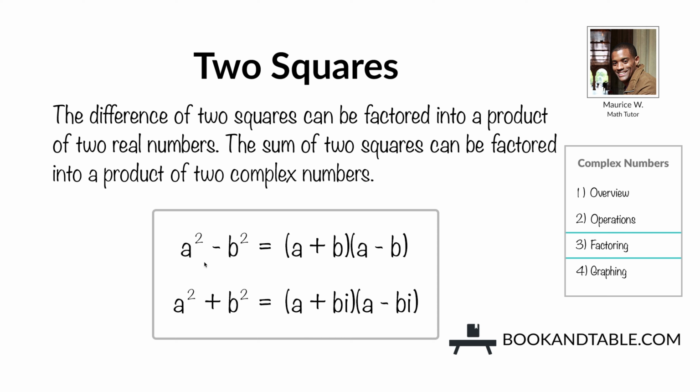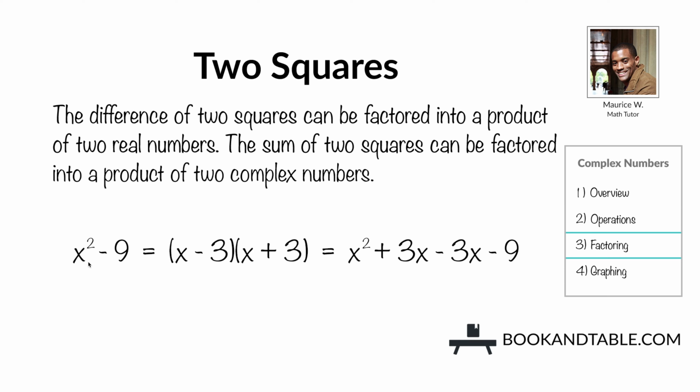Now, the difference of two squares can be factored into a product of two real numbers. So a squared minus b squared is equal to a plus b, one factor, times a minus b, the second factor. But the sum of two squares can be factored into a product of two complex numbers, a plus bi times a minus bi.